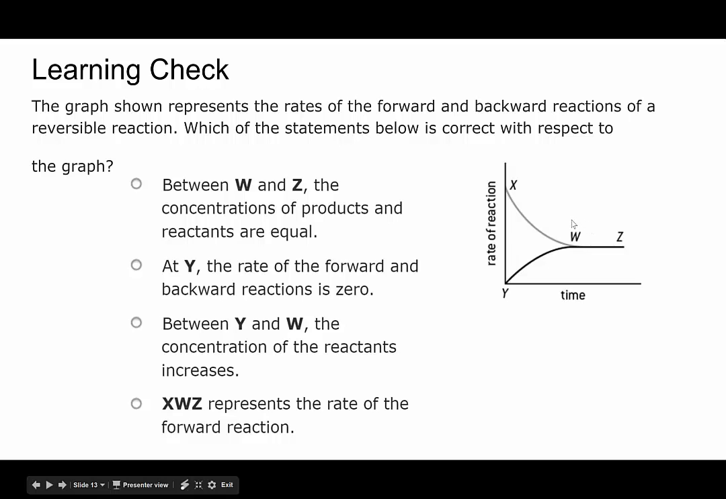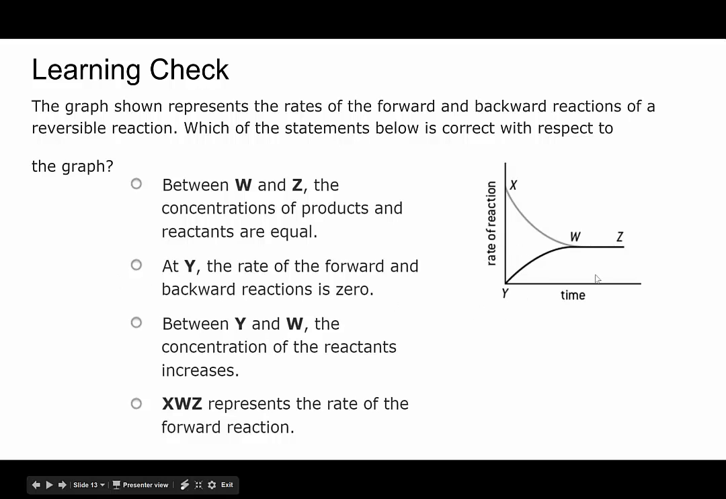So between W and Z, that's the time when the rate of reaction has been kept the same and everything else has to remain constant. So at W and Z, the concentrations are constant, but that doesn't necessarily mean that the concentrations of reactant and product are the same. At point Y, the rate of forward and backward reactions is 0. At point Y, only the rate of the backward reaction is 0.